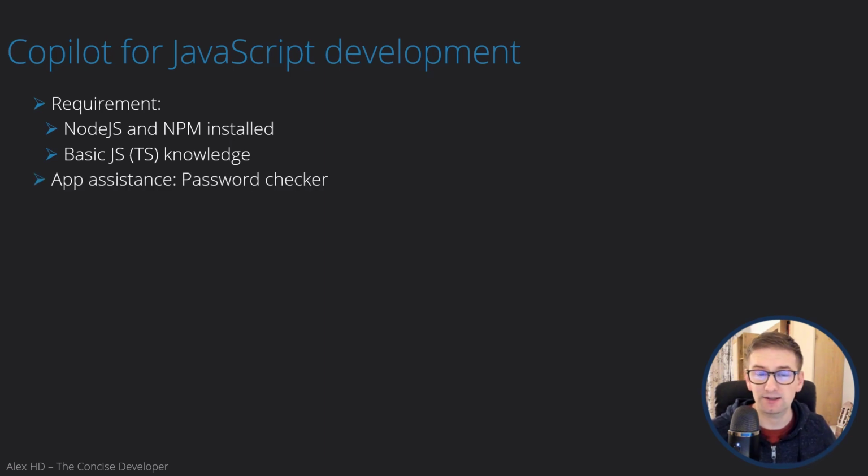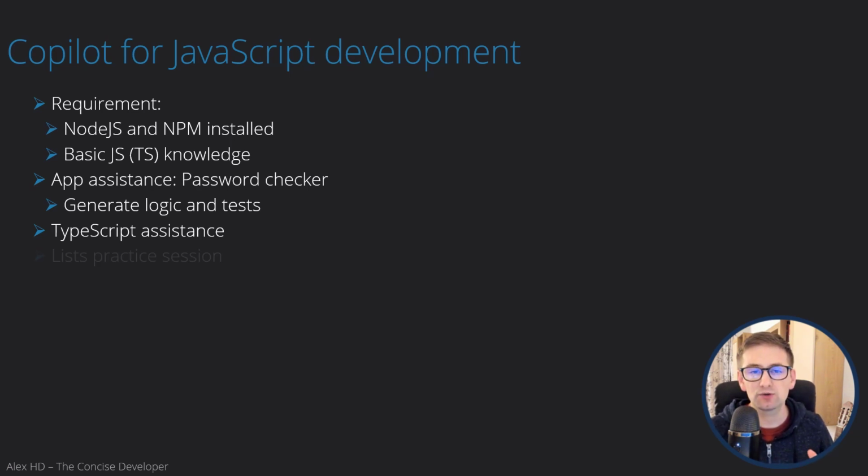What we will do inside this section, we will see the assistance that we get from GitHub Copilot in a more complex or interesting coding project, the password checker. We will see how we can get assistance while we write logic. We will see how we can generate tests with the help of GitHub Copilot. In the end, we will also see the specialized assistance that we get from TypeScript, and a practice session in which we will work with lists.